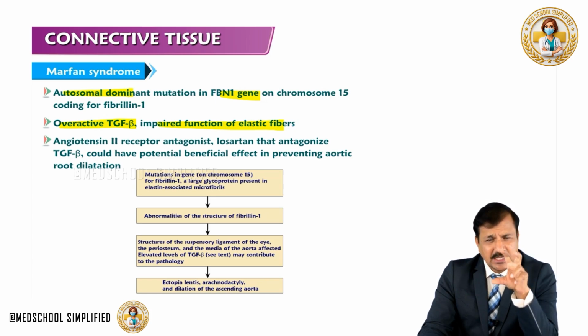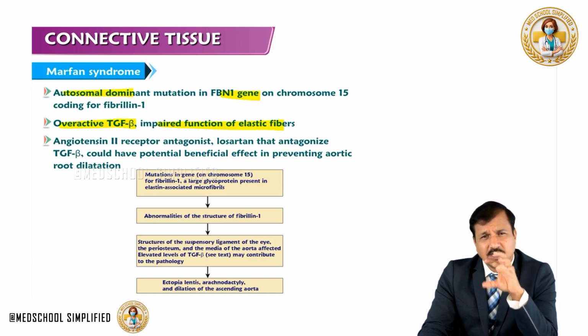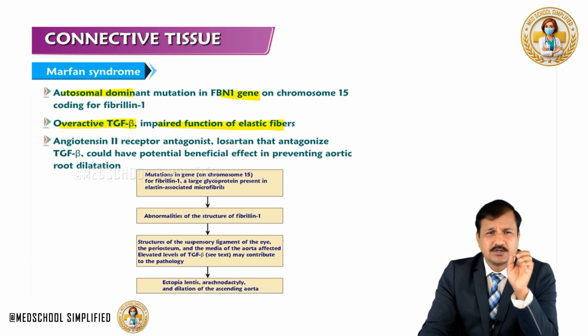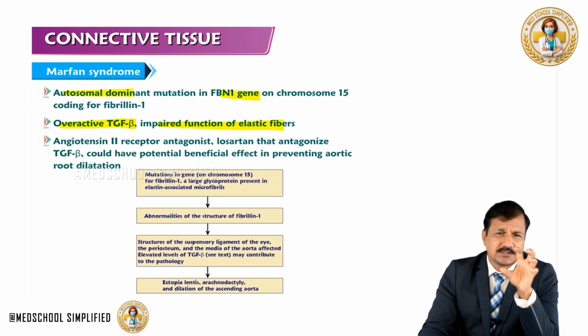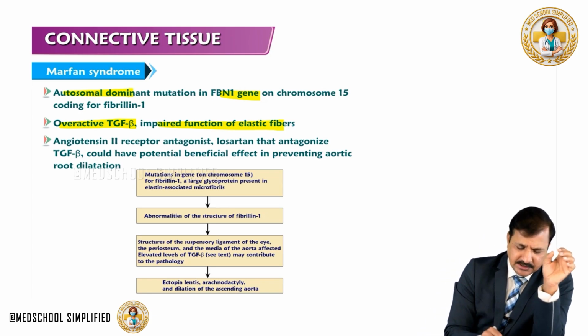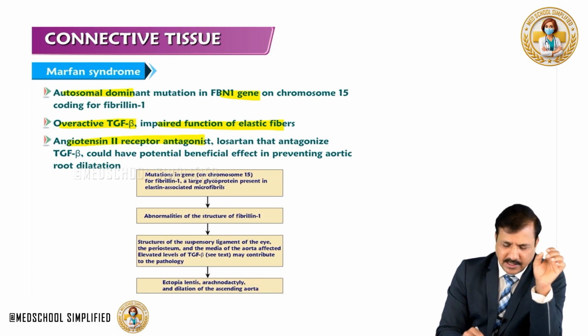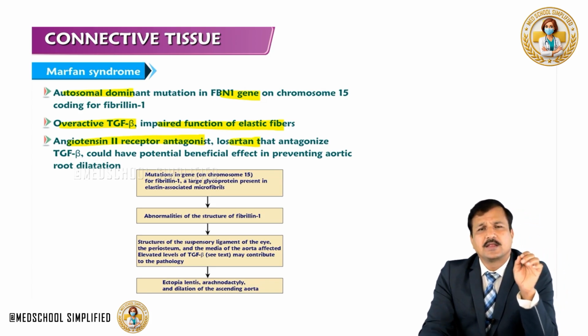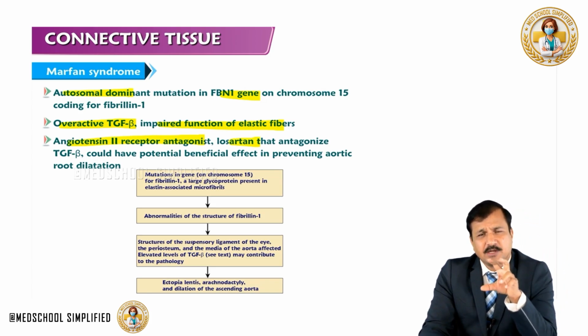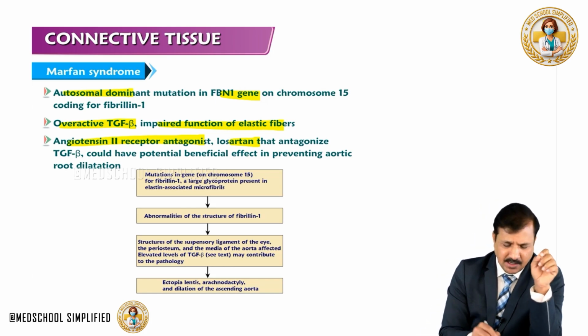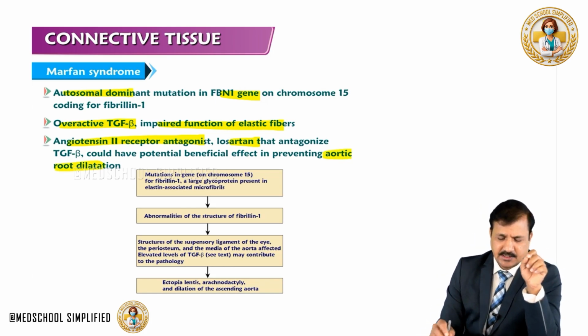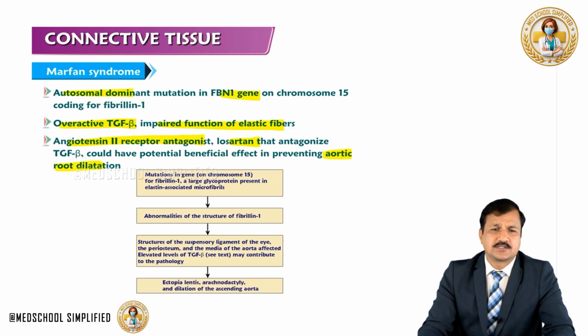So because transforming growth factor beta has overactivity in Marfan syndrome, some drugs like angiotensin 2 receptor antagonists, such as losartan, can antagonize transforming growth factor beta, and these drugs could have a beneficial effect in preventing aortic root dilatation that is seen in Marfan syndrome.